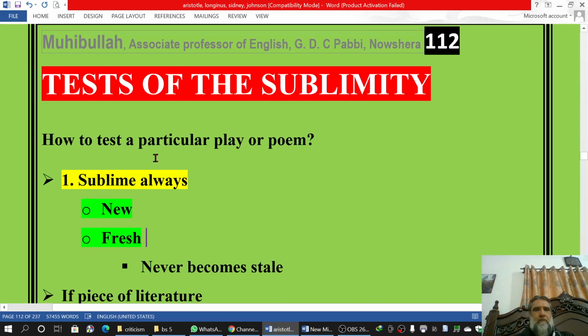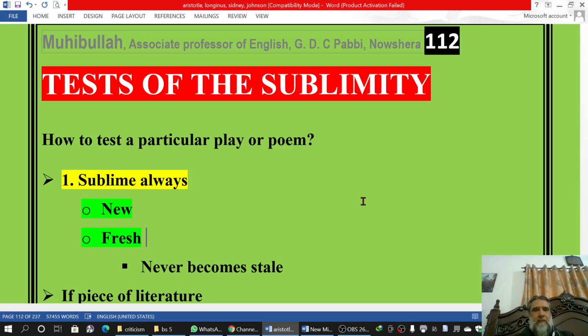By test of the sublimity, we mean to apply different tests to a particular play or a poem, because at that time when Longinus was living, only plays and poems were written, and novels, for example, were not written. But this test nowadays can be applied to novels as well. It is applicable to play, poem, as well as novels. But we talk about the play or the poem because at that time poems and plays were written. So tests are applied to find out whether there is sublimity in the play or the poem, or there isn't any sublimity in the play or the poem.